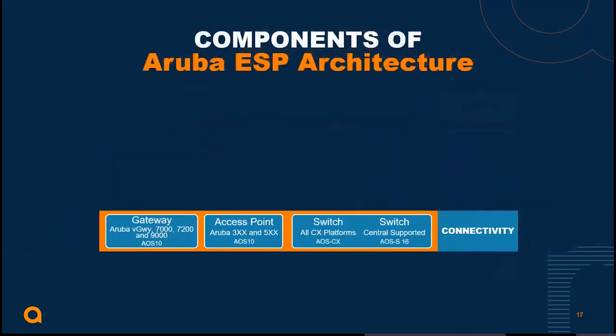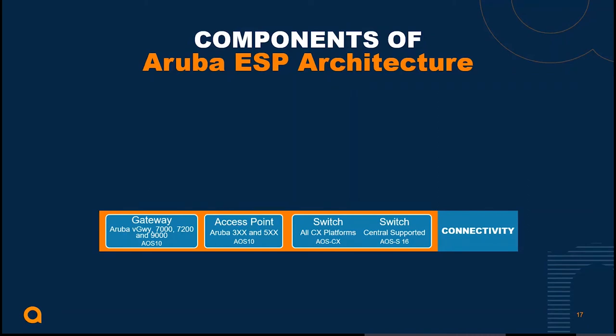Right. So again, the components of the Aruba ESP architecture: for connectivity, the gateways that we use for the SD branch or the SD-WAN solution. We have different models, the Aruba 7000 and Aruba 9000 series. The Aruba 9000 series supports the latest UTM features, or the IDS and IPS security features. For the access point, we have the Aruba 300 series, which is our 11AC wireless. And right now we also have the 500 series, which is our 802.11ax access point for wireless.